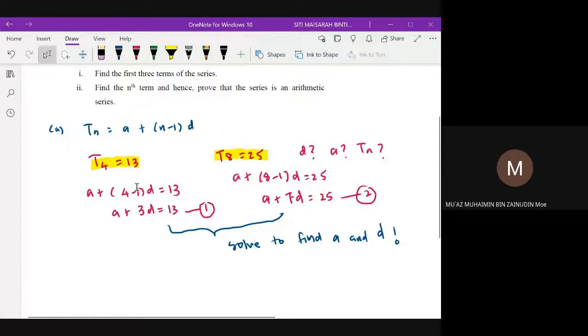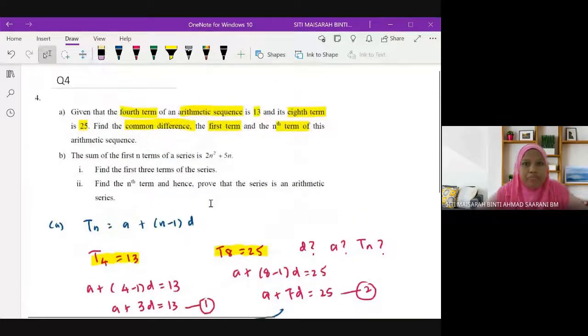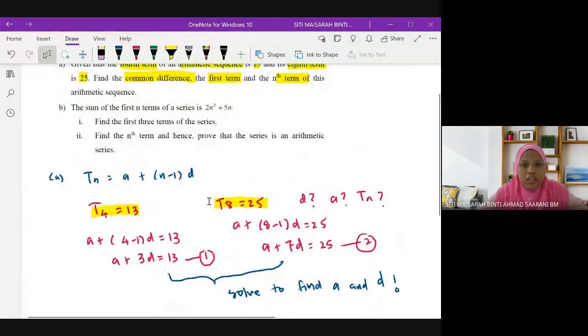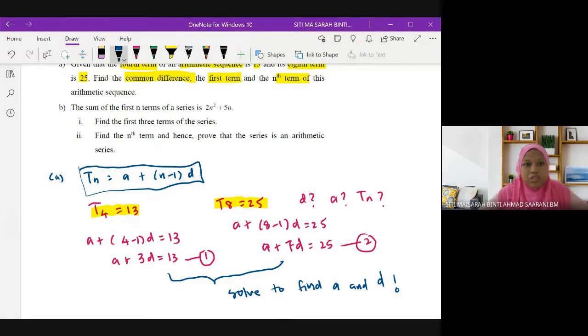Faham. Okay. So then, bila kita solve simultaneous equation ni, we get A and D. And then, after we get A and D, then we substitute into Tn ya. Untuk Tn yang first ni. Untuk dapat Tn lah. Sub balik. So then, boleh teruskan lah untuk A ni. Madam tak emphasize. Just Madam guide saja nak jawab dia.